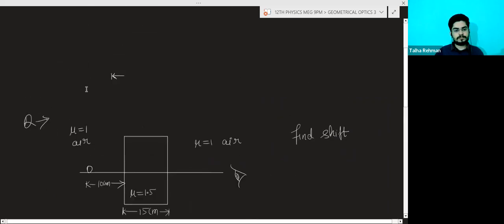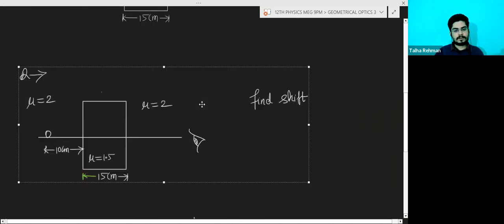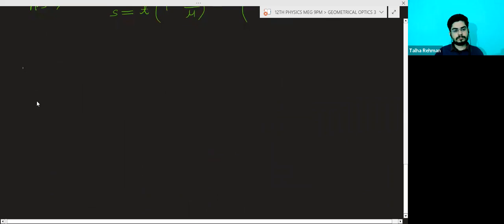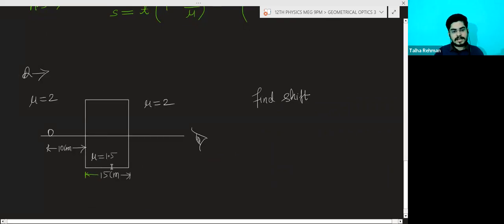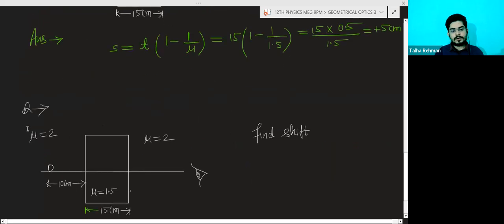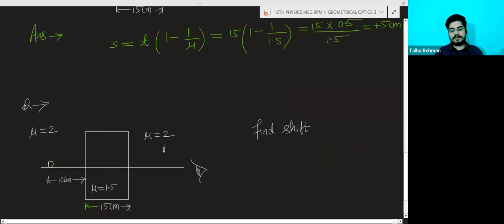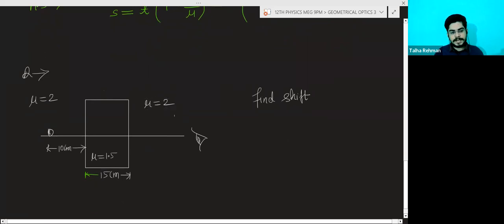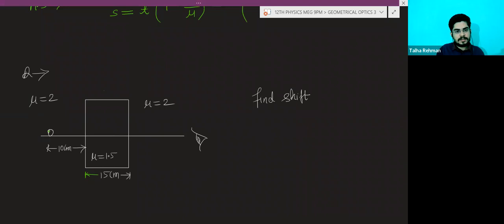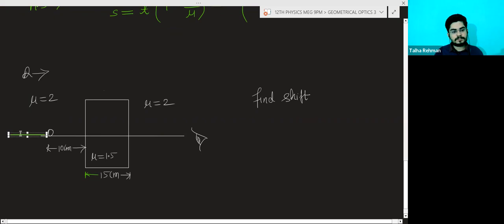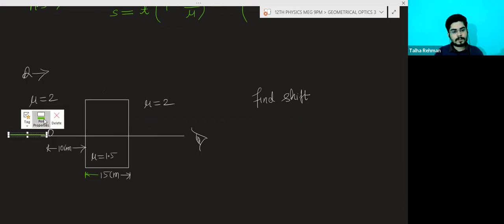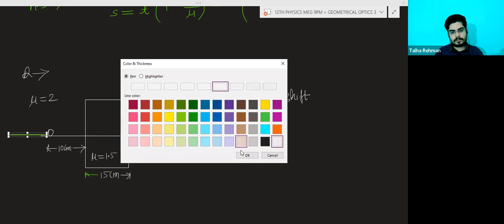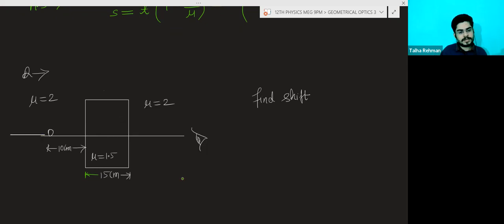Okay, another question. This is the glass slab, and on both sides there is no air. There is some other medium of refractive index 2. And here is the object. You have to tell the direction of the shift as well as what the shift is. In the direction of the light or in the opposite direction of the light?